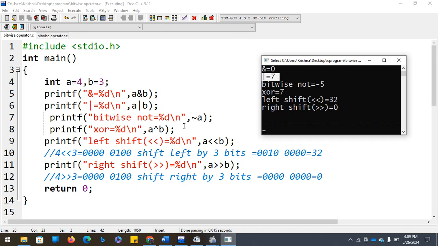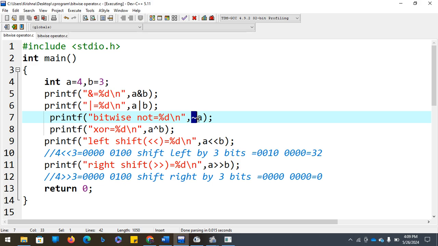Next is the tilde, the bitwise NOT. NOT means inverting all the bits, from 1 to 0 and 0 to 1. That is called the bitwise NOT operator. For that we use this symbol, which is called tilde, and it is called negation. Whatever you have for this number a, convert all the zeros into 1 and 1 into 0. So that is the function of the bitwise NOT operator.